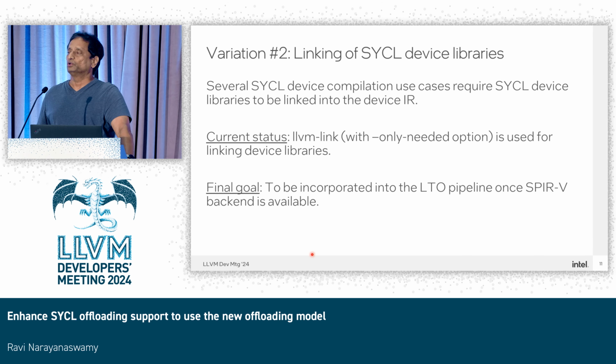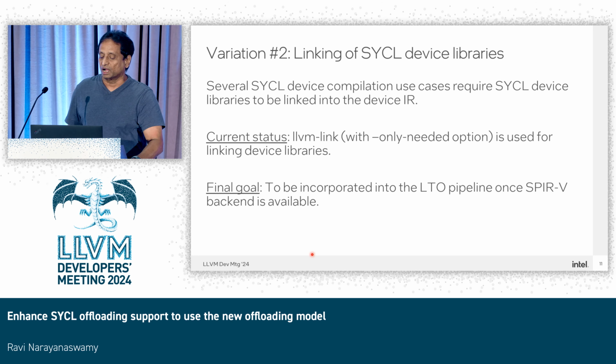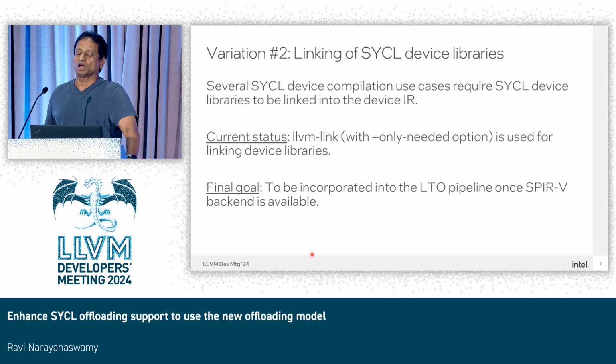That's one variation. The second variation is the linking of the device libraries. Again, we link the device libraries using llvm-link at link time, and we link them, I think, on an as-needed basis. And again, if we get the SPIR-V backend, then we would pull this back into the LTO phase to link in the device libraries.